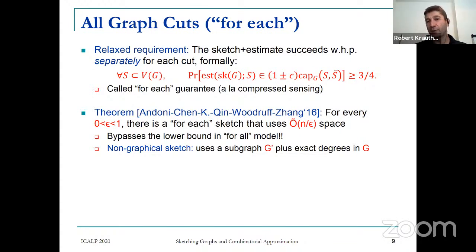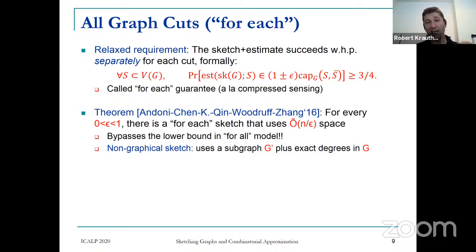This sketch has a very interesting property that it's non-graphical. It's not a graph. It has a few more steps, etc. But let's say on a conceptual level, the sketch consists of two objects. One is really a subgraph G prime as before, but it also has the list of degrees, the exact degrees from the graph G. This second object is of size order n, so it's not heavy, it doesn't add much to the storage. But when you want to make a query, you somehow use the two parts of this sketch. It's not just asking what is the value of the cut in G prime. It's something a little bit more delicate.